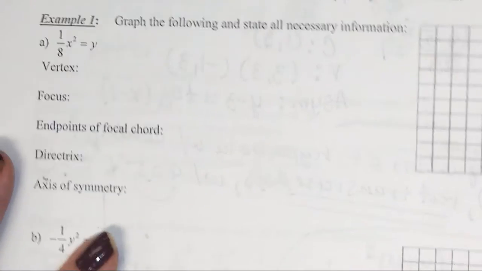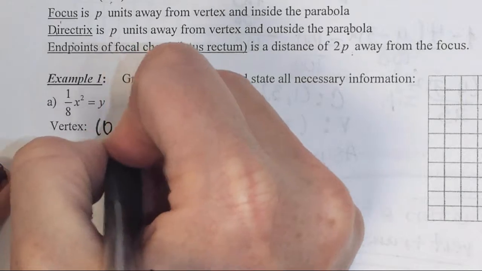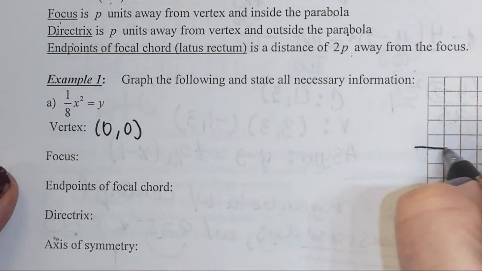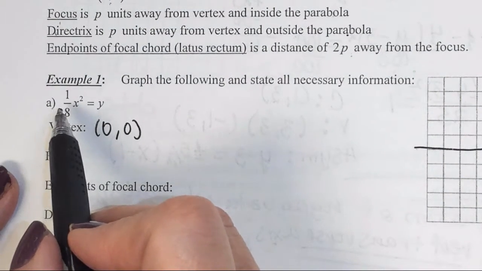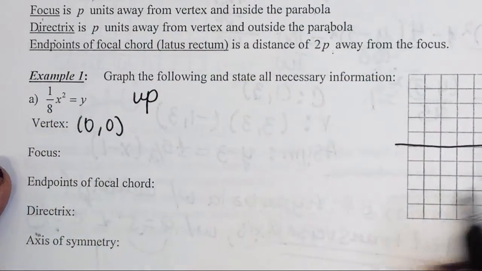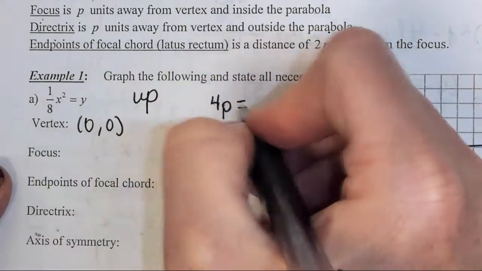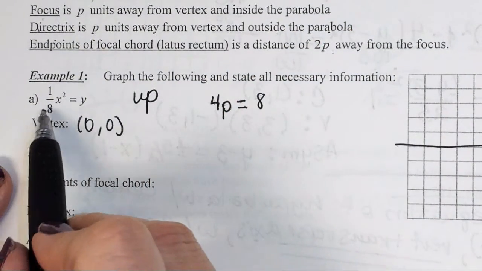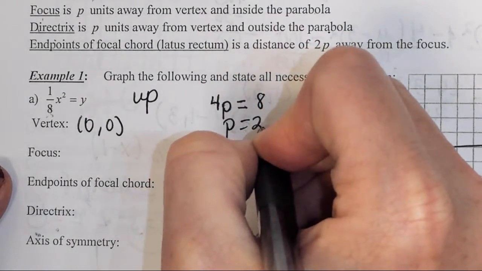All right, so looking at this first one, what's our vertex going to be? 0, 0. So we'll go ahead and plot that. X is getting squared, so we know it has to open either up or down. Which way? Up. So I might want to jot that down. Now I'm going to find my p value. So I say 4p is equal to 8. This bottom value is always going to be 4p. So p is going to be 2.